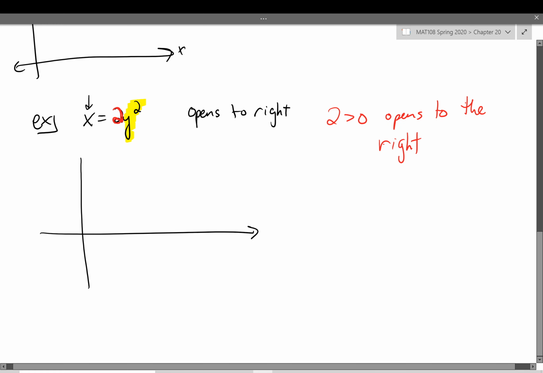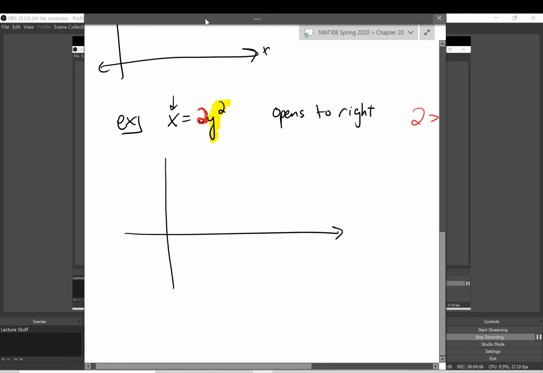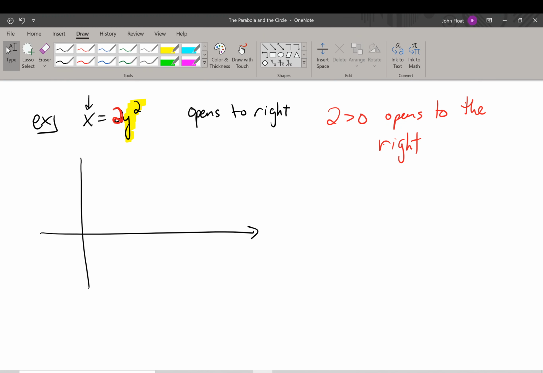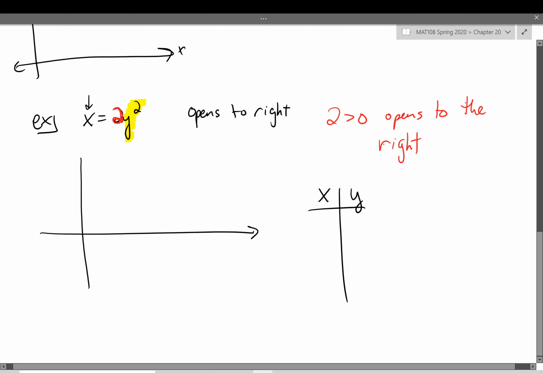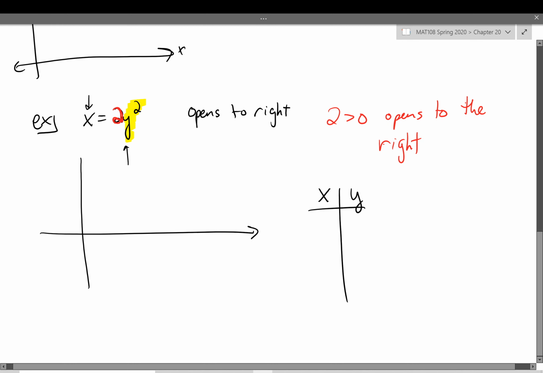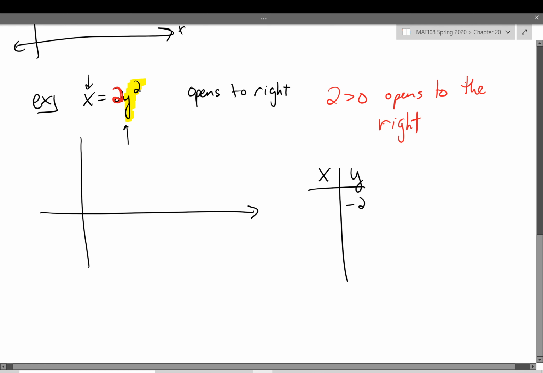It's pretty straightforward. My suggestion would be this: maybe select some x values and select some y values. You could do either or. You could select x's or you could select y's. Since I have y squared, I'm going to pick some y values. For example, let's pick -2, -1, 0, 1, and 2. So x equals 2 times y, in parentheses, squared.